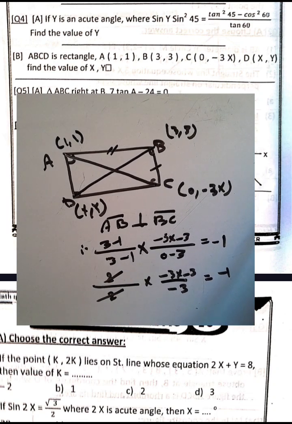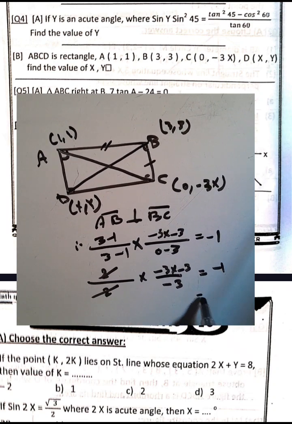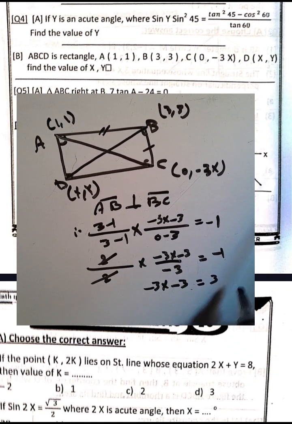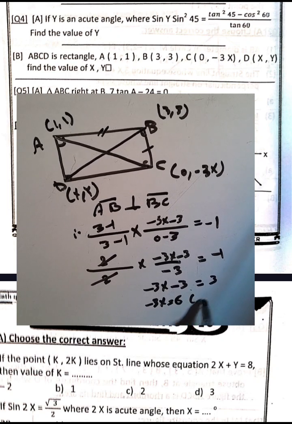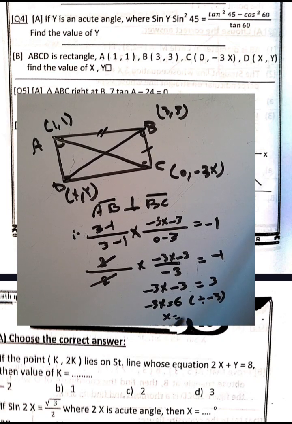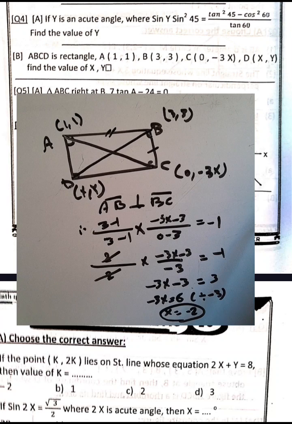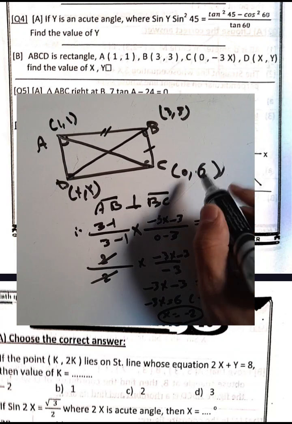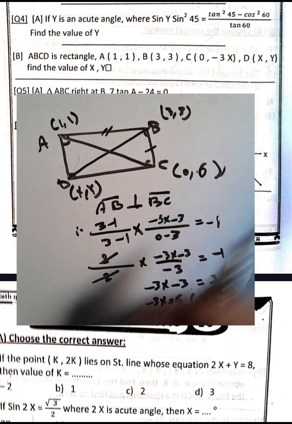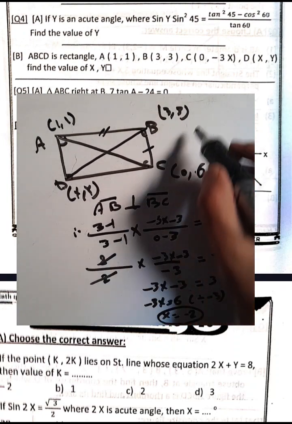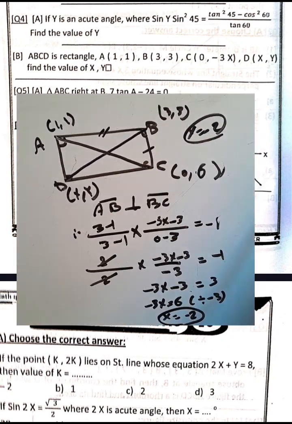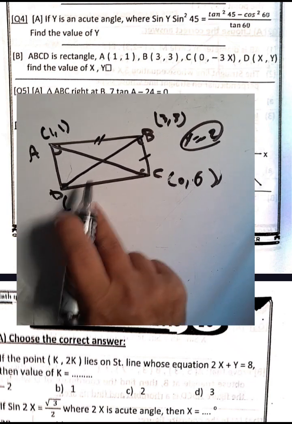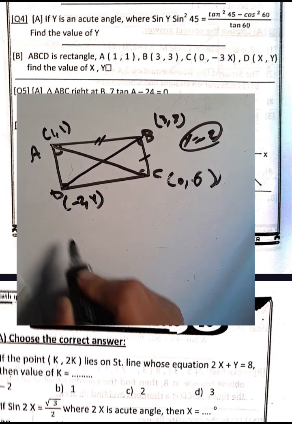We can cancel 2 by 2, and negative 3 times -1 will be 3, and here negative 3x minus 3, and then moved here negative 3x, it will be 6, divided by negative 3, then the value of x will be -2. We get here x equals -2, put here -2, -2 times 3 will be 6. This point will be 0 and 6. Okay, we found the value of x equals -2, and then this point will be -2 and y.